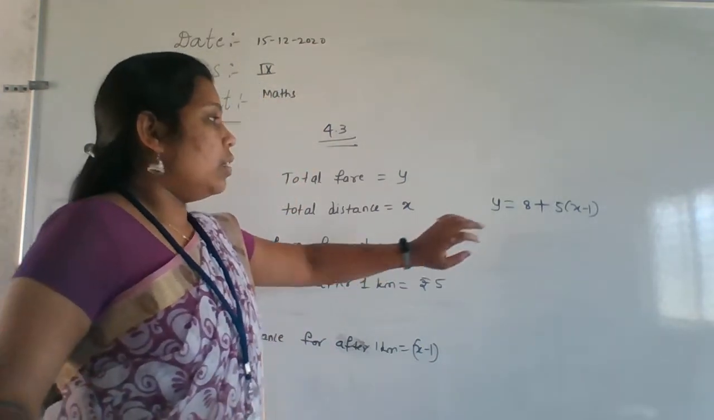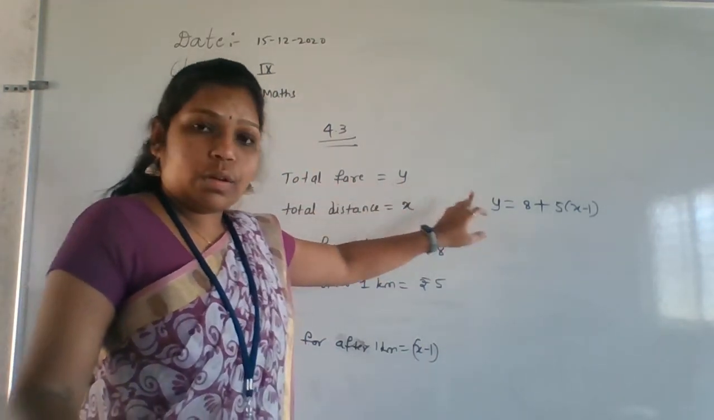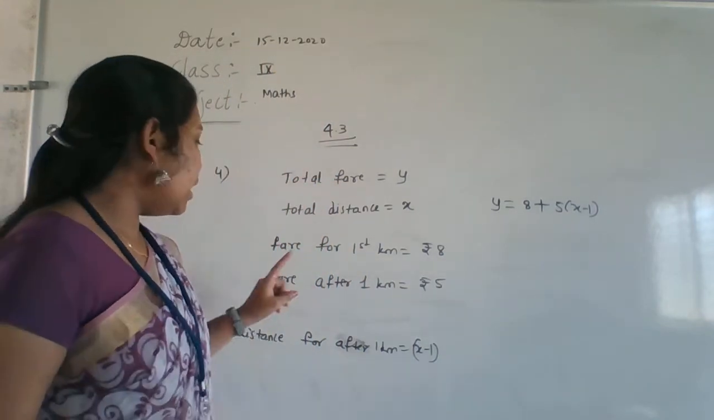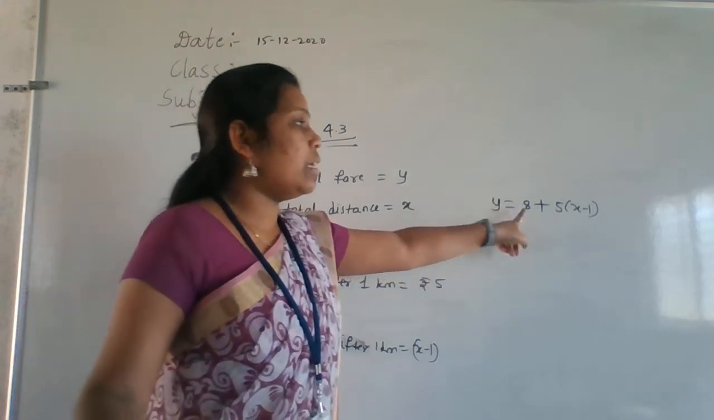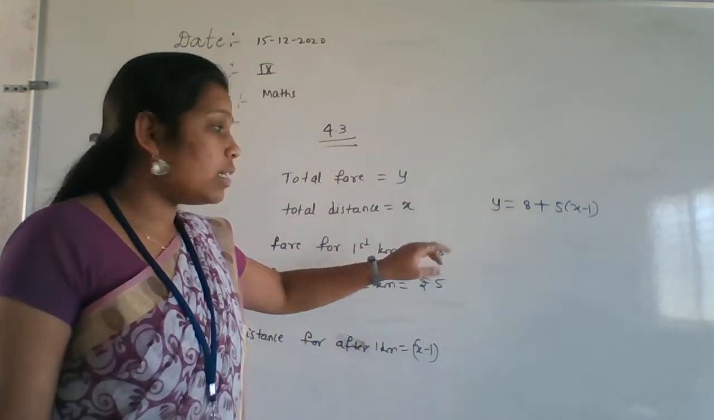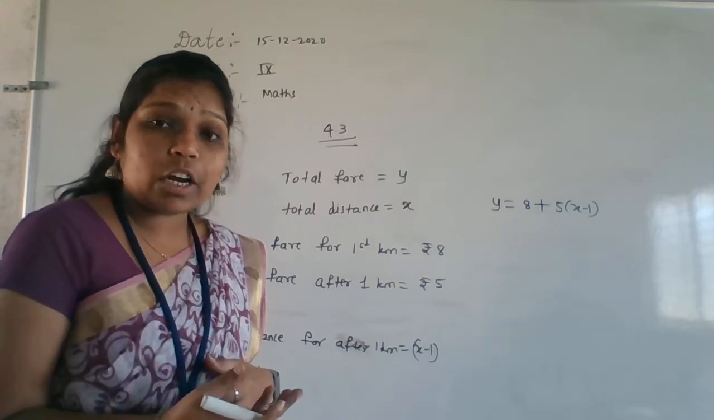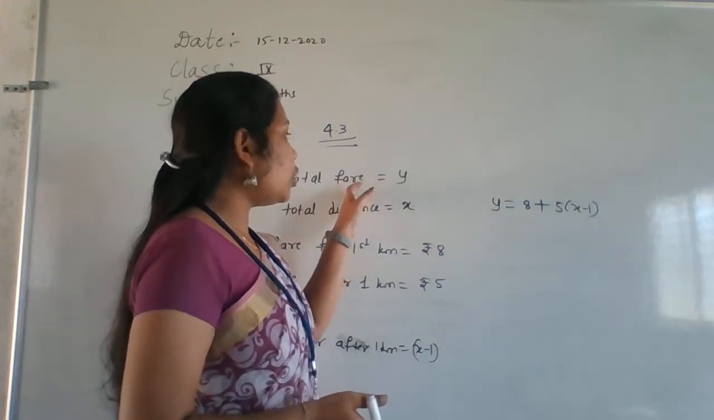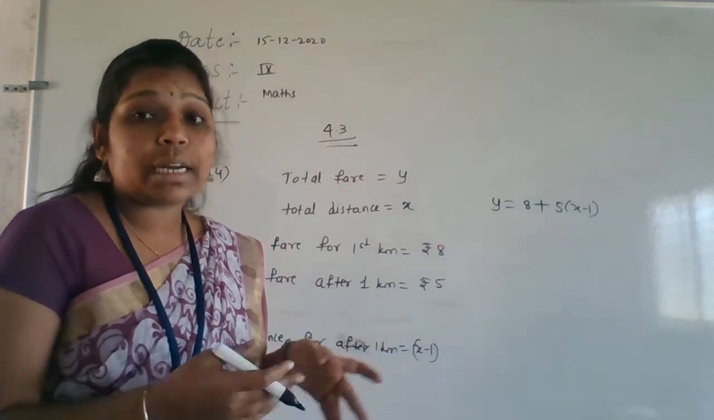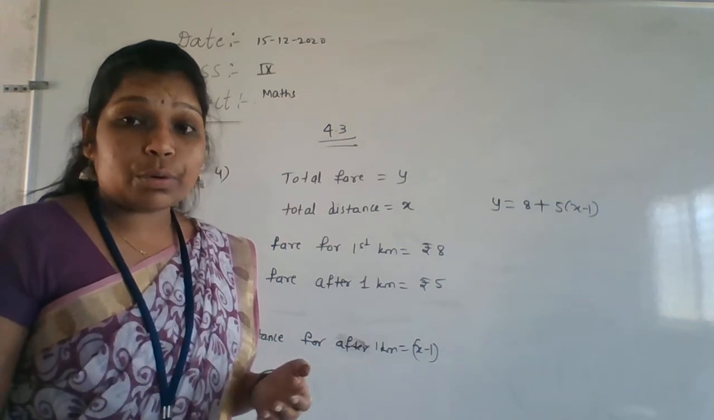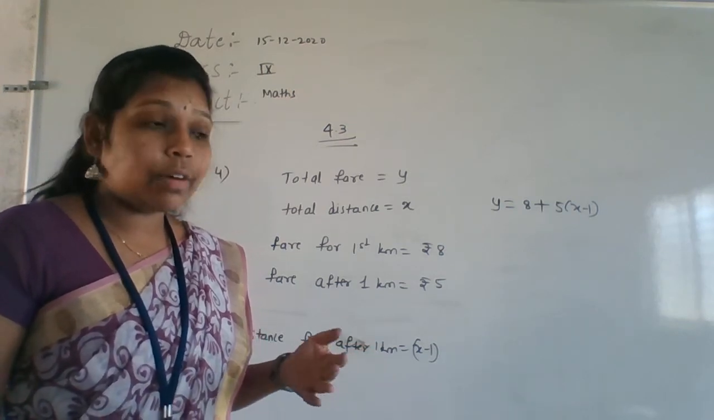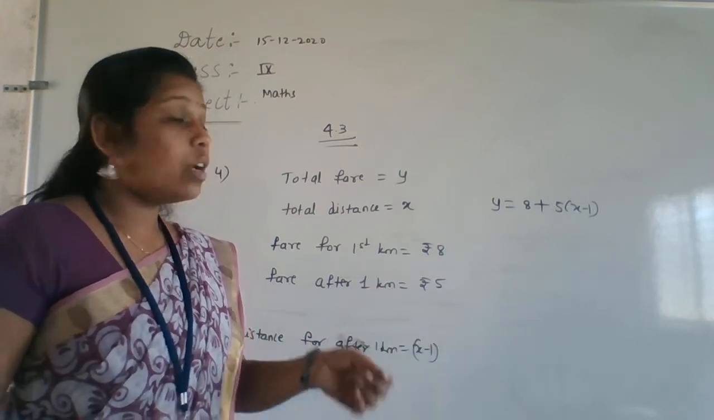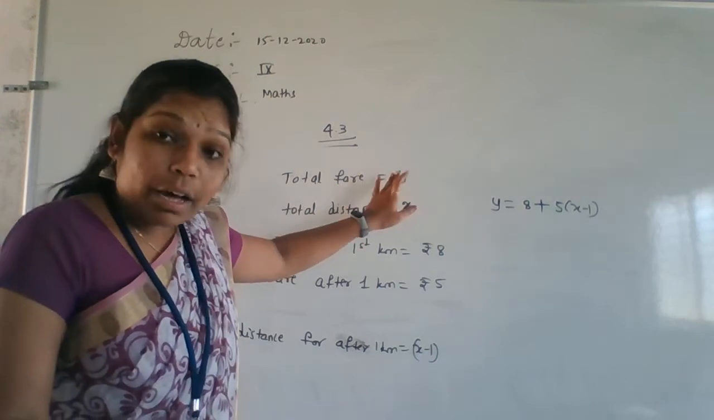Why? See here, y is the total fare. So y is equal to what is the fare for the first kilometer? The fare for the first kilometer is rupees 8. Total fare means these two we have to add, after 1 kilometer and before 1 kilometer, then only we'll get the total fare. Total fare is nothing but the total money. You people give money to an auto, right? Whenever you are going somewhere, you give rupees to the auto. Like that only, here total fare is y.